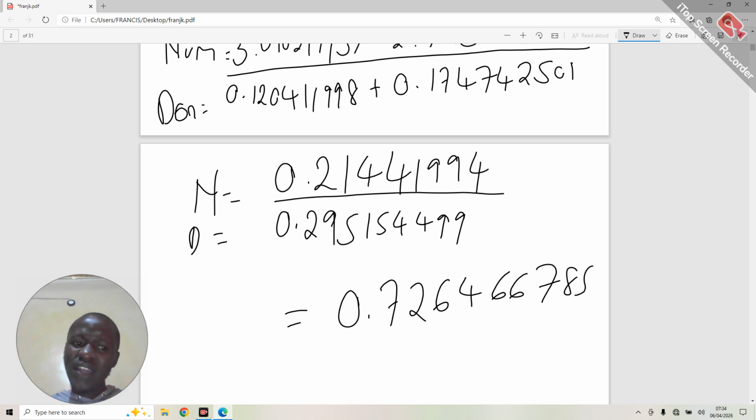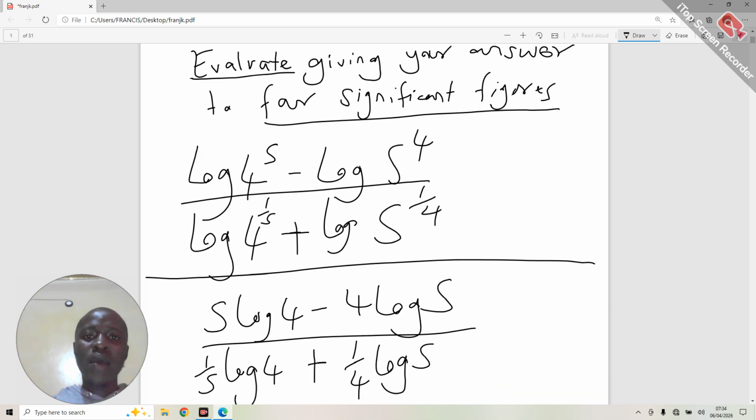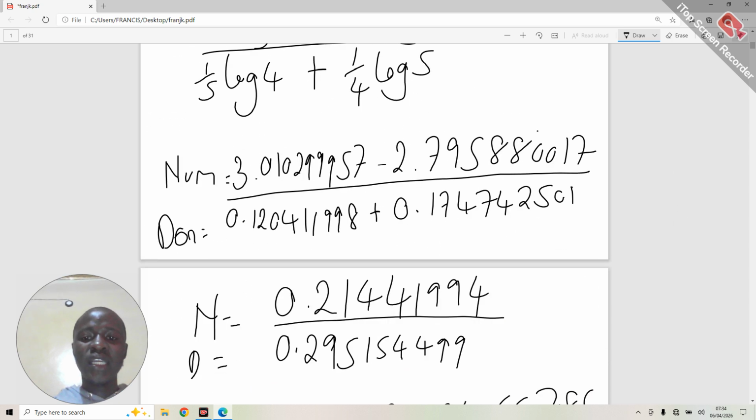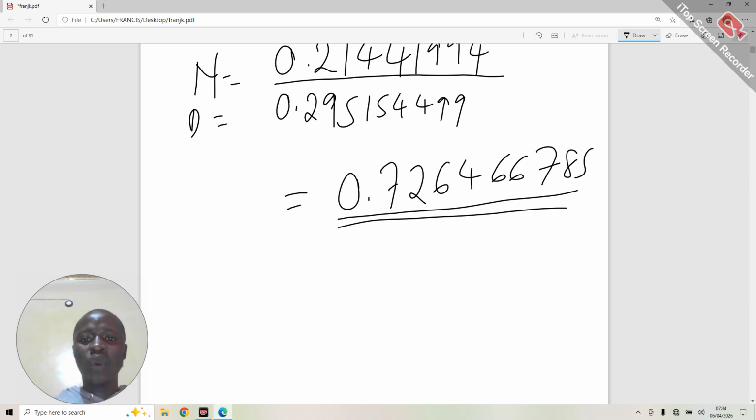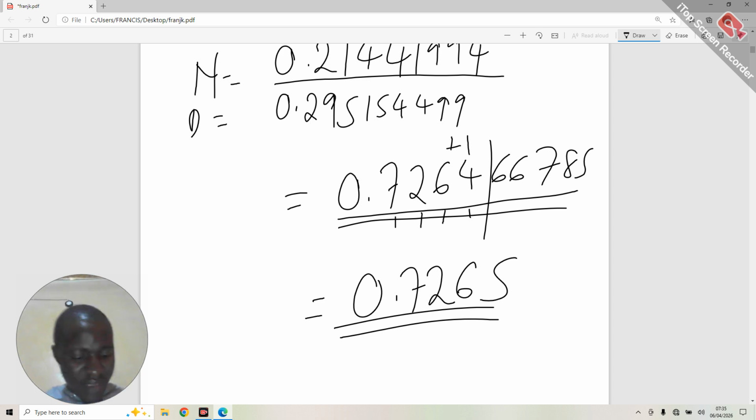Suppose the question never gave us to what decimal places, significant figures, or truncate to what, then we could have left our answer this way. But the question said to leave our answer to 4 significant figures. So we have 1, 2, 3, 4. Then this one is greater than 5, round up. So we shall add 1 there. So what will we have as our answer? 0.7265. And that is that.